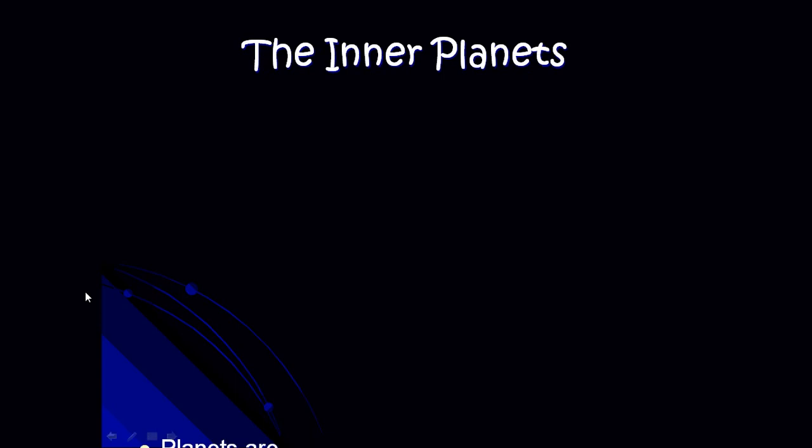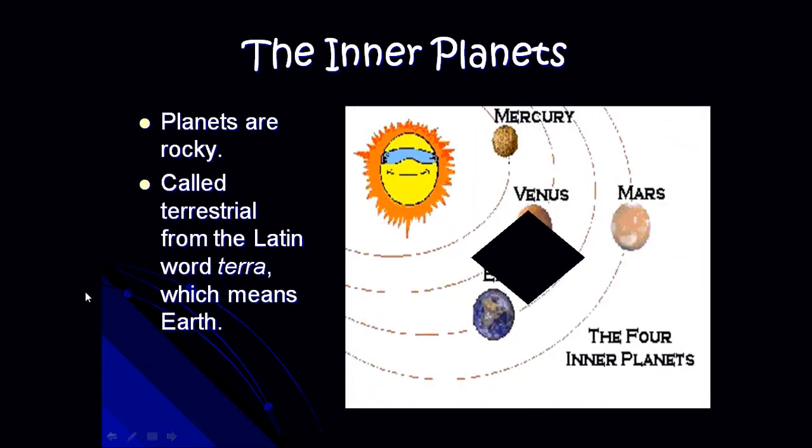The inner planets. These planets are considered rocky, and they are called terrestrial, from the Latin word terra, which means earth. These include Mercury, Venus, Earth, and Mars. These are the 4 inner planets.